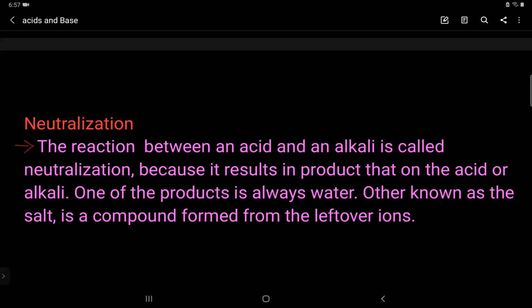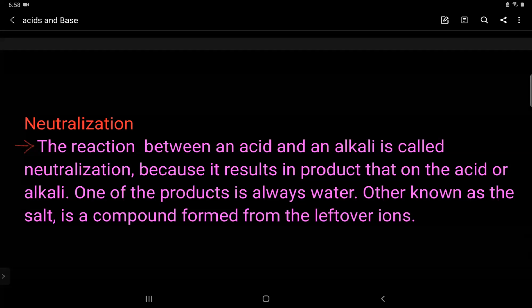Neutralization. The reaction between an acid and an alkali is called neutralization because it results in product that on the acid or alkali. One of the products is always water. Other known as the salt is a compound formed from the leftover ions.